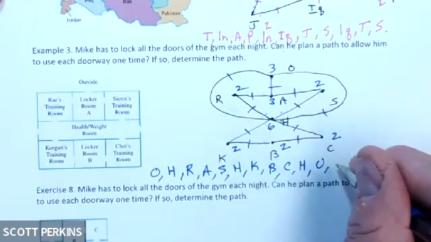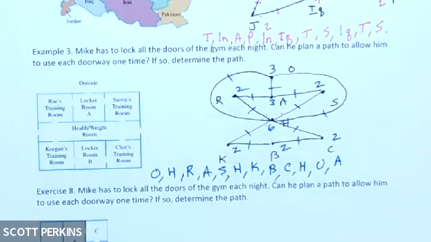And then if you start at O, you're going to end at A. If you started at A, you're going to end at O. There's no choice. Euler has said it has to be so.